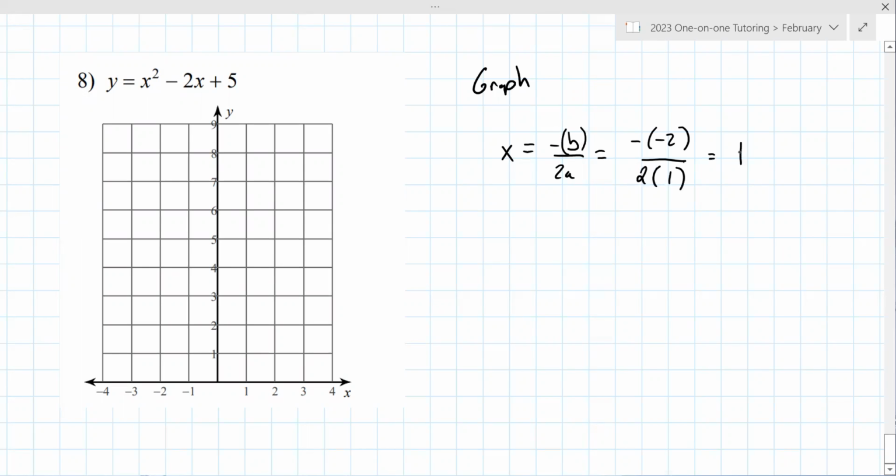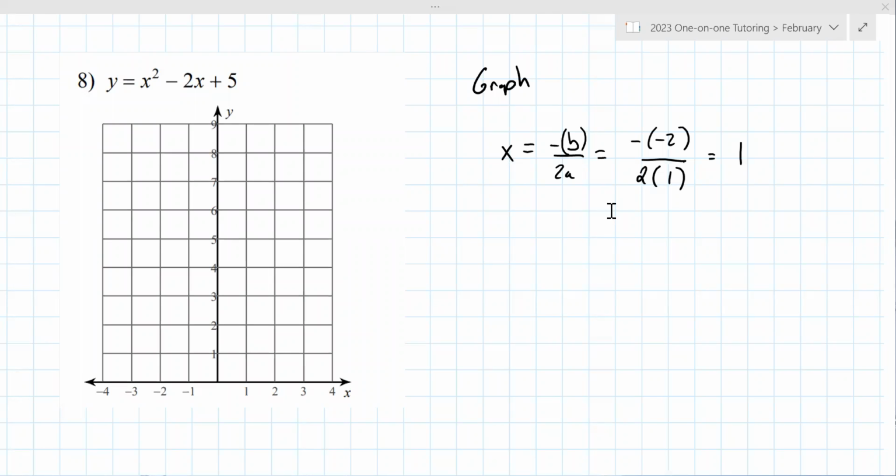Okay. So then it's 1, 0, -1. Make sure you get the Y value of the vertex as well. I got 8. Try again. Oh wait, yeah, because 1 minus 2 is -1 plus 5 is 4. So then 1, 4.